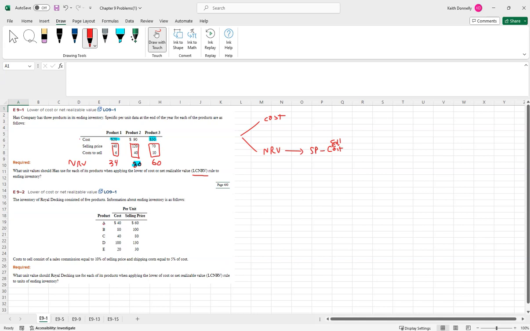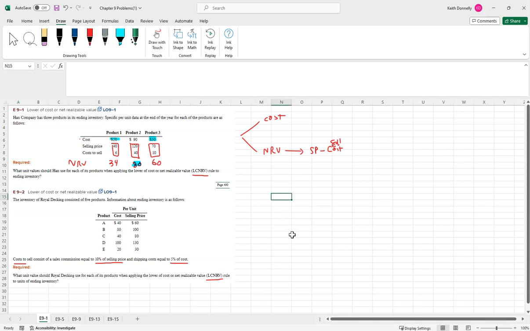Okay, next up, we have 5 products, A, B, C, D, E. They are telling us here the costs to sell. So selling costs are going to equal 10% of the selling price, and shipping costs, another selling expense, equal 5% of cost. So we got to read that carefully because one is referencing the selling price as a percentage, and one is representing another expense based on cost. Okay, so they want to know what each of the products should be valued at when using lower of cost or NRV. We have the cost, but we got to figure out the NRV.